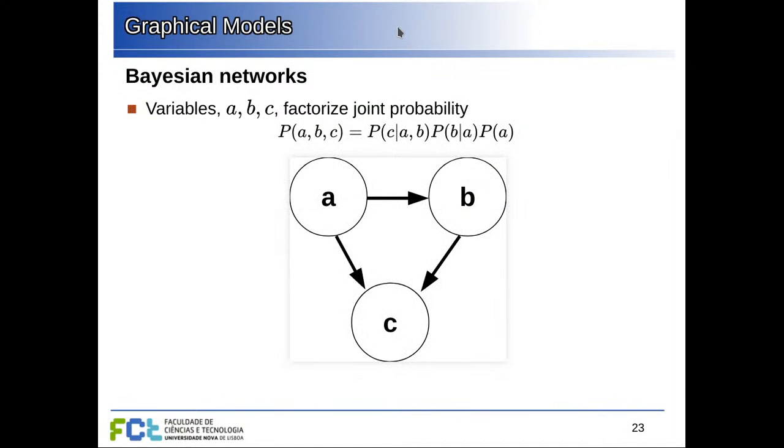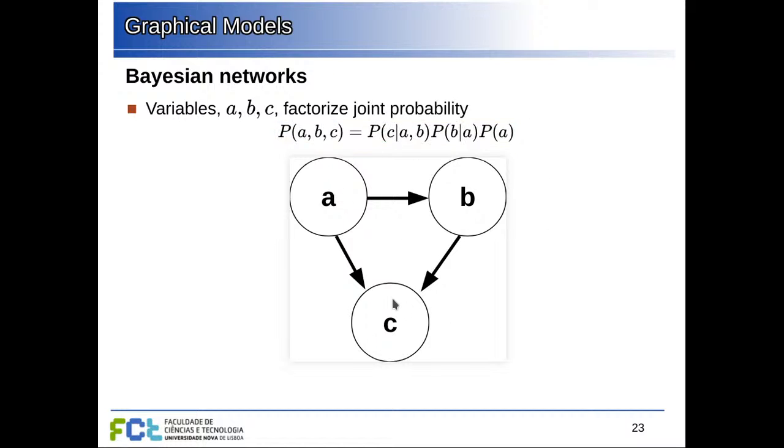So let's start with this simple example for Bayesian networks. If we have three random variables, A, B, and C, we can decompose the joint probability distribution of the three variables in the product of conditional probabilities. For example, C conditioned on A and B, and then B conditioned on A, and then finally the marginal probability distribution of A. So this product will be the equivalent of the joint probability distribution.